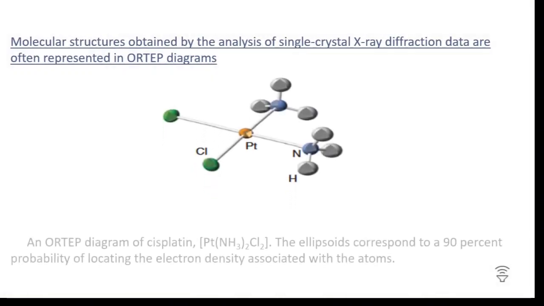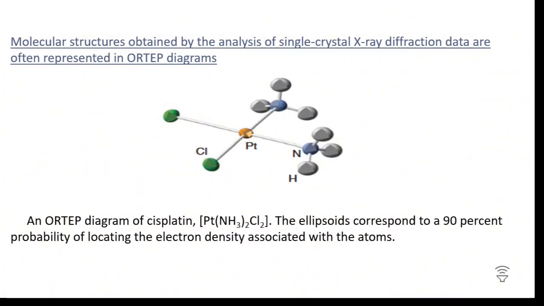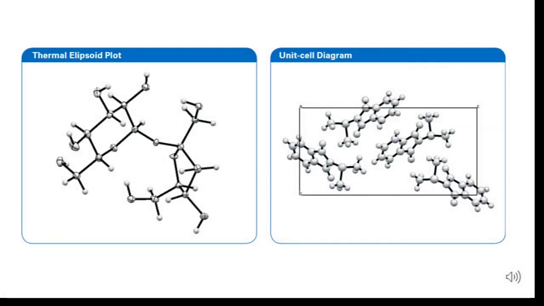We can know molecular structures by analysis of single crystal X-ray diffraction, which is represented in an ORTEP diagram. An example of an ORTEP diagram is cisplatin, where 90% probability of locating the electron density is associated with the atom. This is the orbital shape on the left side, the thermal ellipsoid plot, and on the right hand the unit cell diagram.